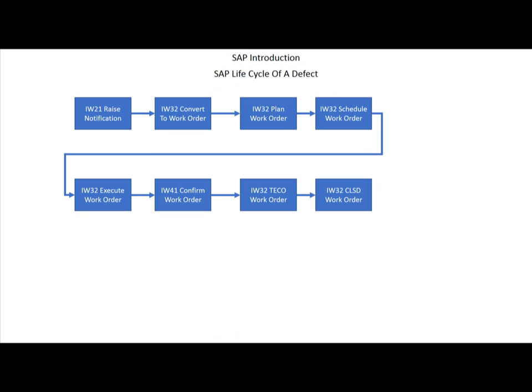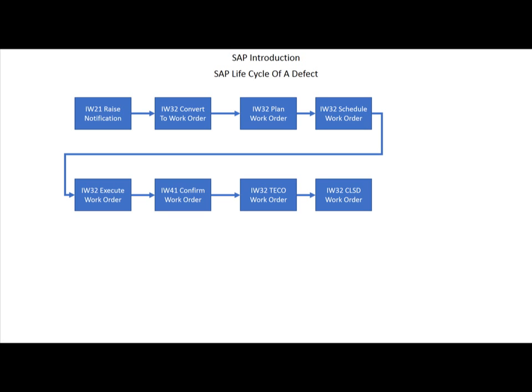This is the typical life cycle of a defect within SAP, and we'll talk about pure SAP, how it should work, not what your company does. IW21 is raised, and it can be raised by anybody, and it's that guy's job to communicate what is broken, where it is, and what we need to do to correct it, if he knows.